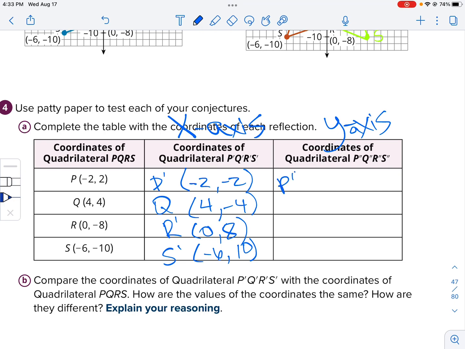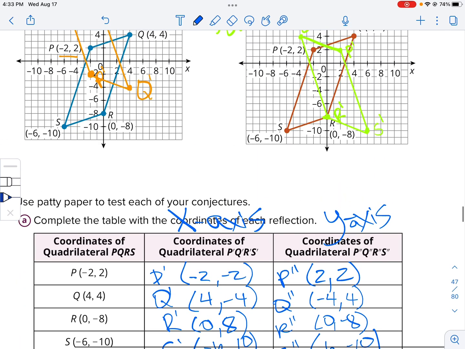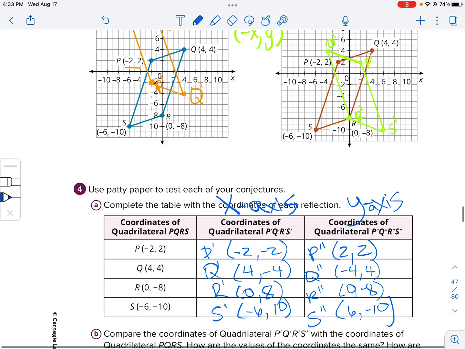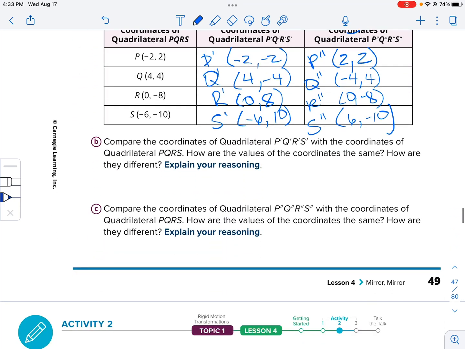Okay. This was over the y-axis. So P double prime would be 2, 2. Q double prime would be negative 4, 4. R double prime is 0, negative 8. And S double prime is 6, negative 10. And if you look up here at the top, those are the points that we would have gotten. Okay.